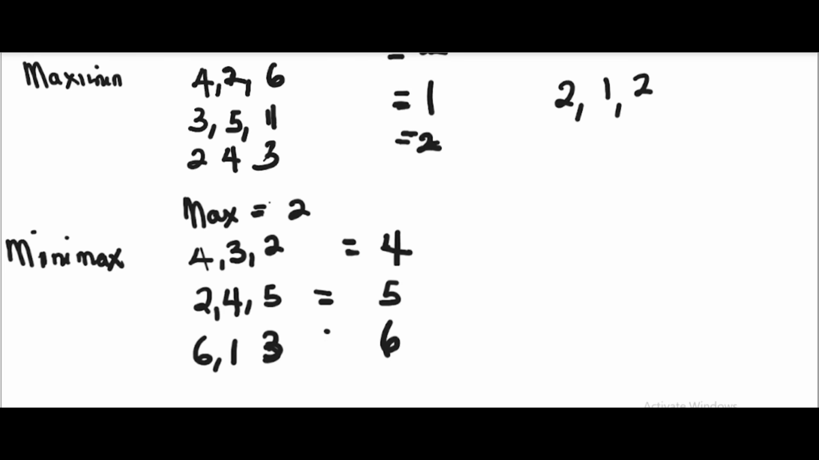So the maximum strategies we have here are 4, 5, 6. The minimum in these maximum strategies, the least, is 4. So our minimax is equal to 4.